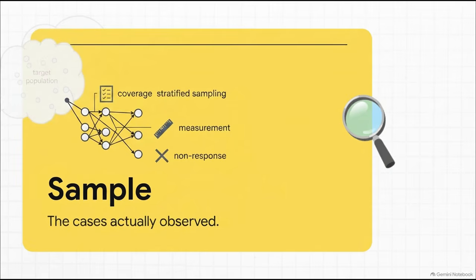Which brings us to our next big term, the sample. The sample is just the subset of cases that we actually observe and record from that target population. And here's the real kicker. A sample's usefulness doesn't just come down to its size. A million rows of bad data is still bad data. Its true value depends on its coverage, how cases were selected, how things were measured, and who didn't respond.